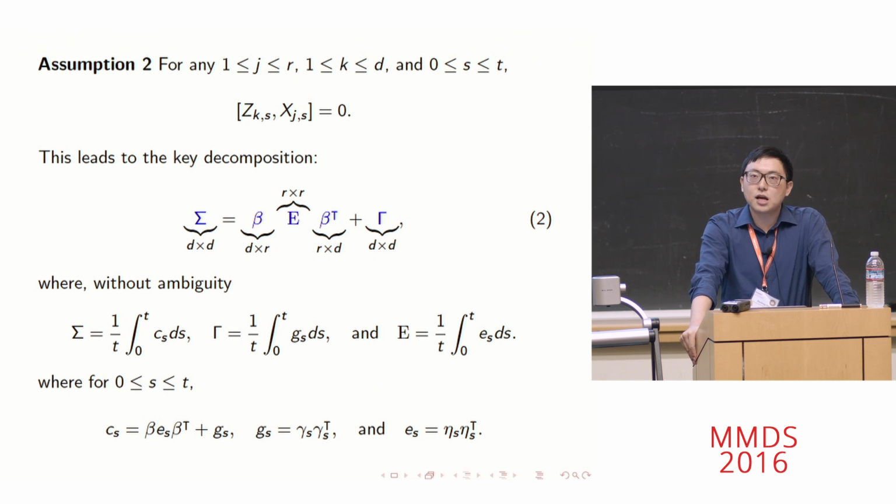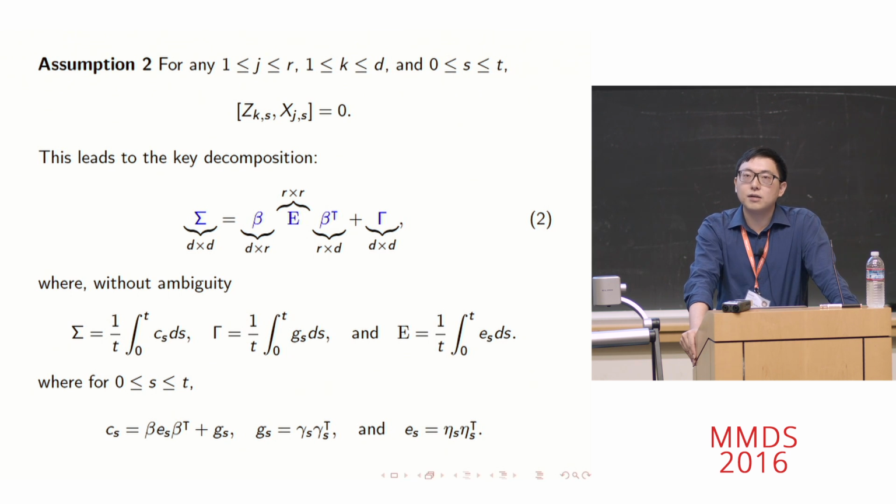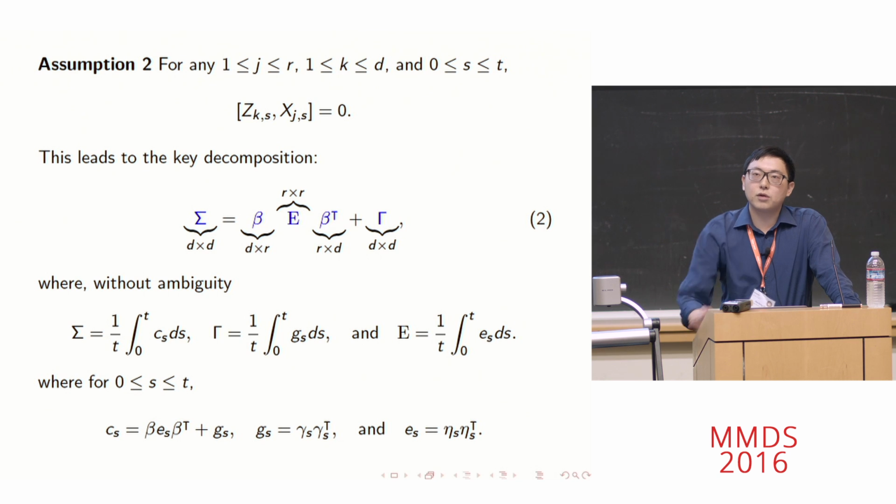The next assumption we impose is orthogonality between the residual and the factors, and the covariance here is the quadratic covariation between X and Z. As a result, we have the key decomposition we want, which is Sigma equals beta Sigma_X beta transpose plus Gamma. Notice that Sigma, Sigma_X, and Gamma all depend on time. It is only the factor loadings that are required to be time invariant.